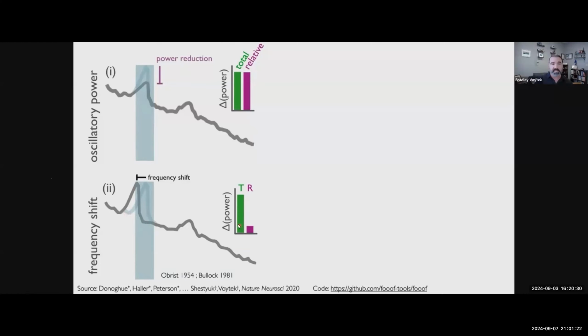The total alpha power changes a lot in terms of this window here, because only like 50% of my alpha is even in my a priori frequency window. But the change in the relative alpha power is nil. Relative to that background aperiodic 1/f process, the alpha power hasn't changed at all.